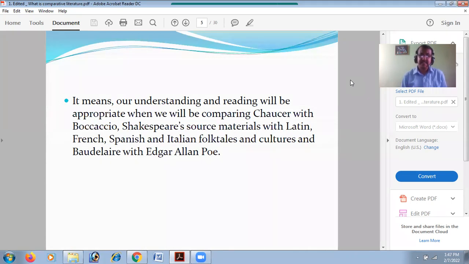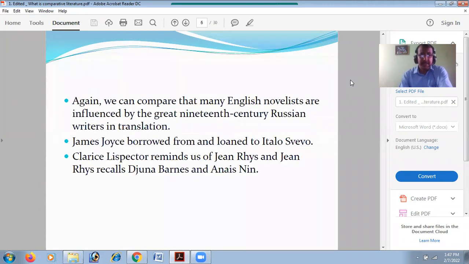And it is done in support of Matthew Arnold's comment. Matthew Arnold pinpointed the issue that a single literature will have a connection with other literature. And we can find it easily when we are comparing two writers or two literary pieces. Again, we can compare Baudelaire with Edgar Allan Poe. So in the case of poetry, we can compare, and again, we can compare many English novelists.